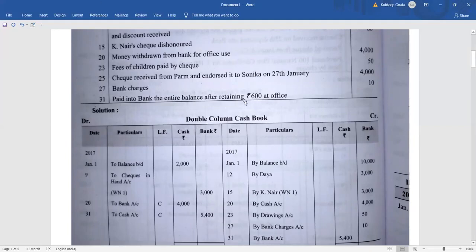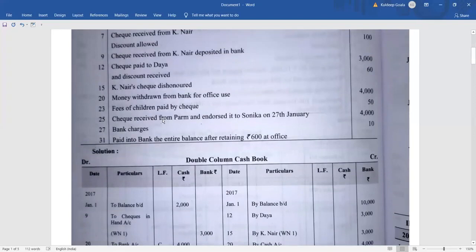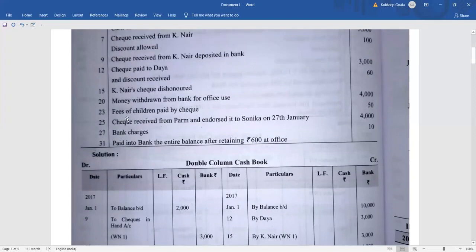And where will it come? It will come in the cash. January 20, it will come in the cash. Where is it coming from? It is coming from the bank. Right? So to bank account 4,000. Don't forget to give the C for contra. You can circle it in the ledger folio. Here also it should be C, and here also it should be C. Okay, it should be a contra entry. Right? Here they have omitted. You just give it C. Contra entry.